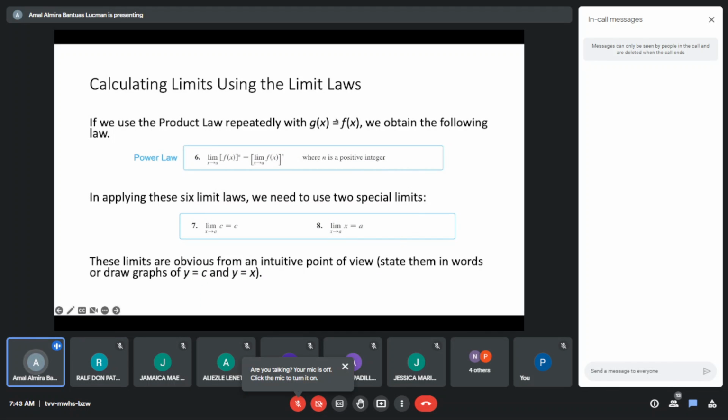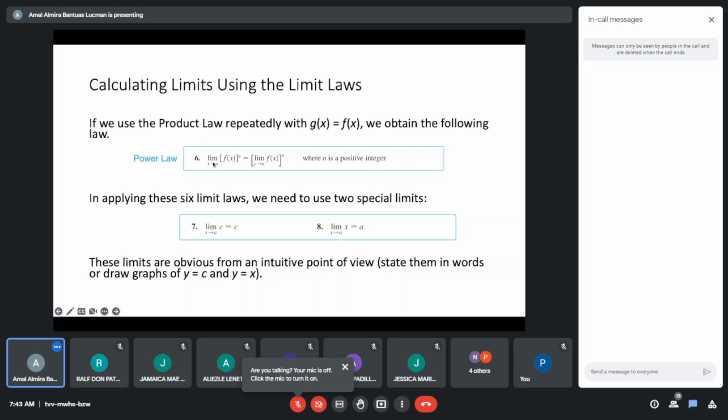Okay. We call this one the power law limit. The limit of f of x raised to n, which is the same as f of x times f of x times f of x, or f of x raised to n, is just equal to the limit of the function and then raised to n. Okay? Number 7 and 8: the limit of any constant c as x approaches a would be c, while the limit of x as x approaches a would be a.